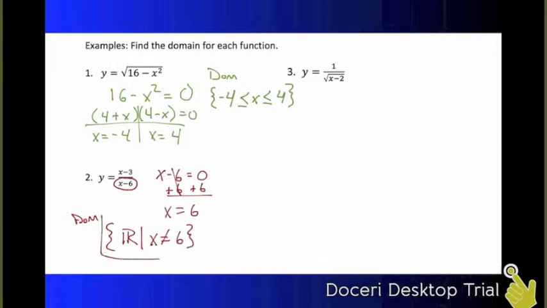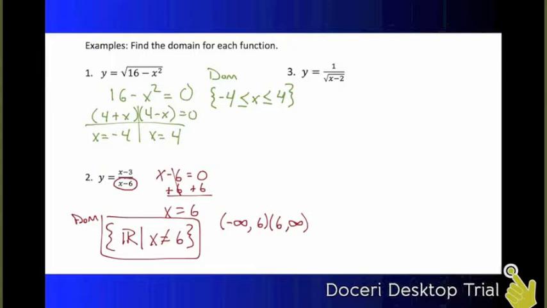I know that got a little more complicated there. The other way you could write it would be from -infinity to 6, not included, and then from 6 to +infinity. That's a little bit longer. But if you want to write it with set notation, feel free.